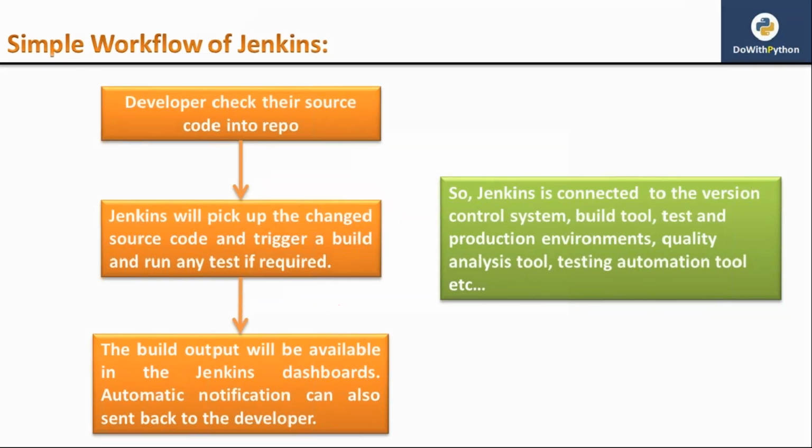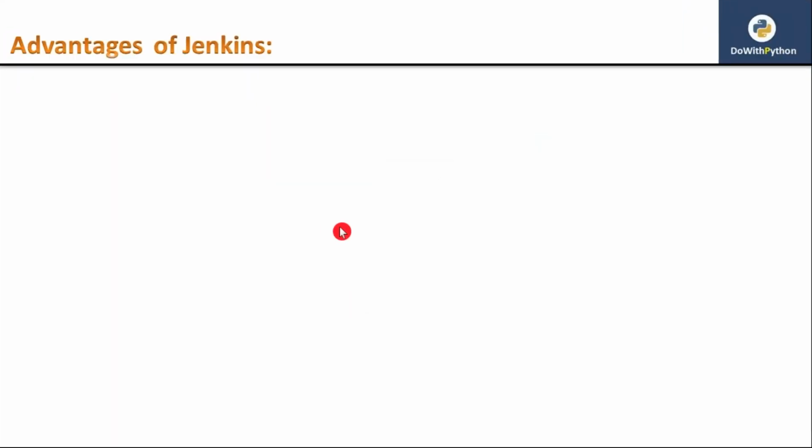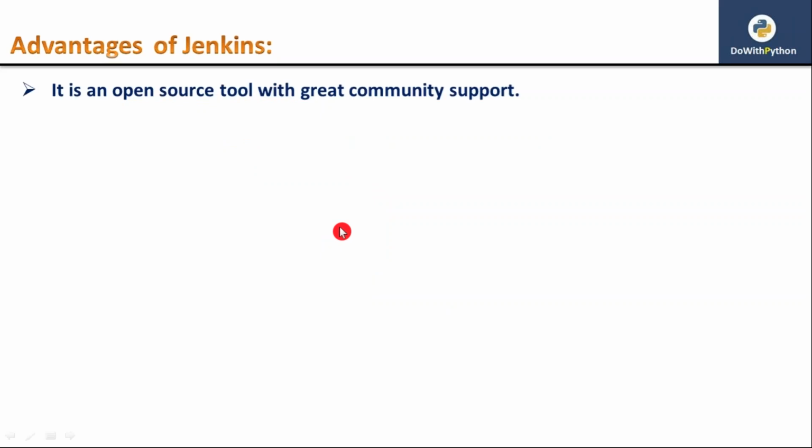Finally, what are the advantages of Jenkins? It is an open source tool with great community support, meaning third party plugin support. In order to connect Jenkins with Git, or with Ant or Maven, I mean a build tool, or with some artifact repository like JFrog, or with your Ansible tool, you should have plugins. To develop that plugin, there is a third party. That is nothing but the community support for your Jenkins.